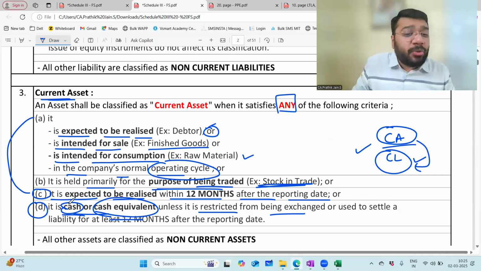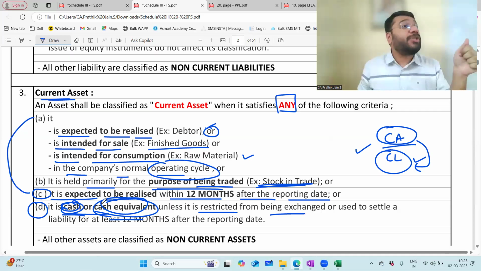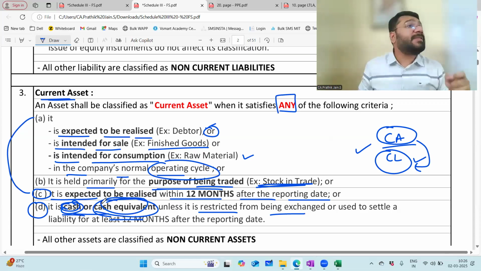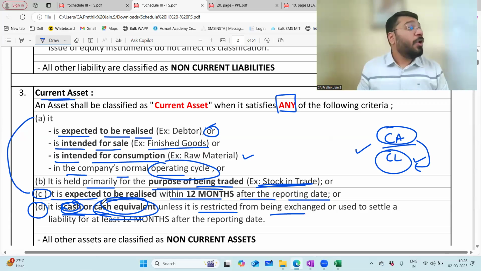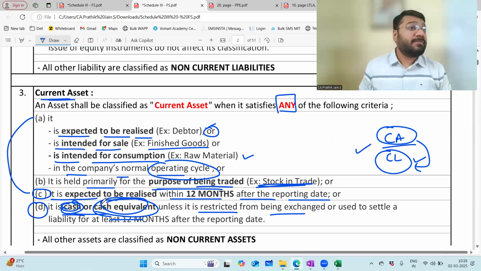So cash and cash equivalents are by default current assets, but there could be certain cash equivalents which have some restrictions. You cannot use that money for any purpose. For example, let's say you have a fixed deposit of 6 lakh rupees in the bank for 6 months. Schedule 3 says that if you have any fixed deposit in a bank up to 12 months, up to 1 year, it is a cash equivalent.